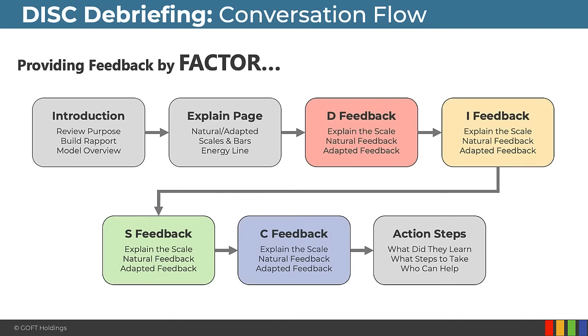Now there are 2 ways you can approach the actual debriefing. You can do it by factor or you can do it by graph. By factor, what we do very simply is we have our introduction, we set everything up, we explain the page, and then we actually look at D, the natural and the adapted style, I, the natural adapted, S, the natural adapted, C, the natural adapted, and then we move to the action steps.